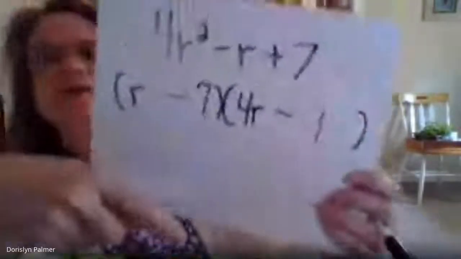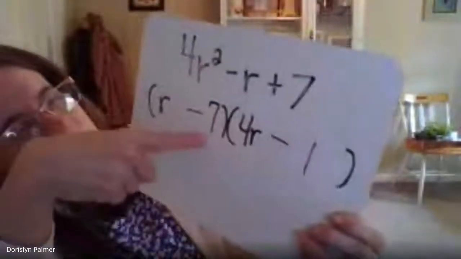All right. What if I move it around and do r and 4r? That's going to give me a negative r and a negative 28r. Oh, that's way off. Okay.